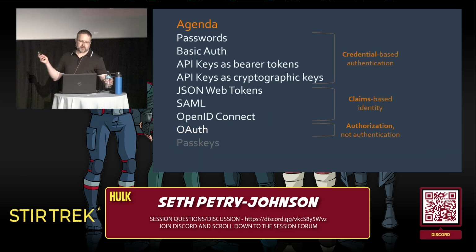So here's our progress so far. We've covered how to authenticate with credentials, how to use signed claims to represent identity between different systems, and how to use OAuth for authorization across system boundaries. Everything we've talked about so far has relied on something you know as the basis for authentication. So to wrap up, I want to talk about relying on something you have instead of something you know.